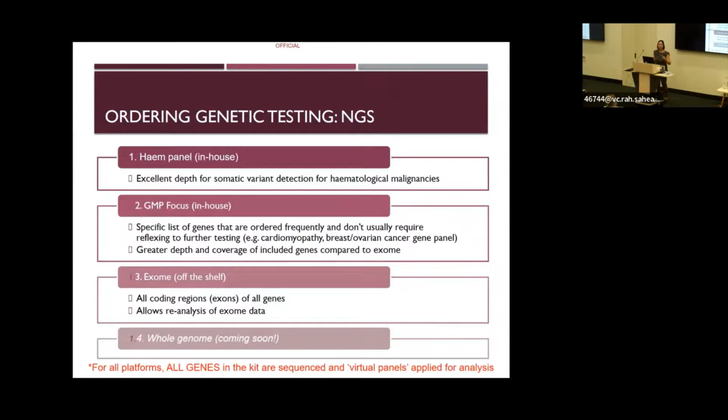The first one is our heme panel that's been designed in-house, and that's been specifically designed to look for somatic variants in hematological malignancies. Then we've got our GMP Focus platform, which we also developed in-house, and that's a specific list of genes that we tend to get a lot of frequent orders for and don't usually require reflexing to any other kind of testing. And because we designed it in-house, we've added extra probes and everything to get better coverage of the genes to look for any variants that might be there.